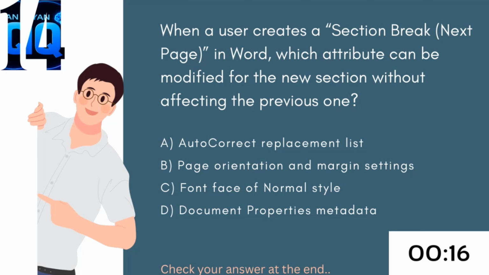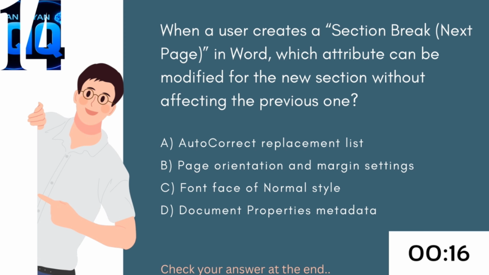Now let's look at some common options you might need to check or modify in Word. On this slide, we have 4 choices. First, the autocorrect replacement list. This is where Word automatically corrects common typos or replaces abbreviations with full words. Next, page orientation and margin settings. These control whether your page is portrait or landscape and how much space is around the text. Then, the font face of the normal style. This determines the default font used throughout your document unless you change it manually. And finally, document properties metadata, which includes details like author, title, and keywords stored within the file.